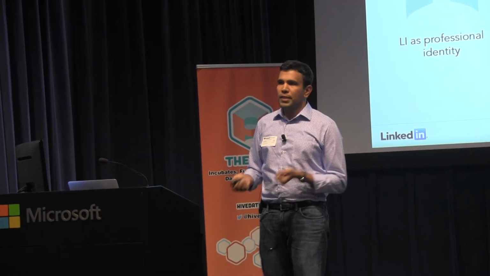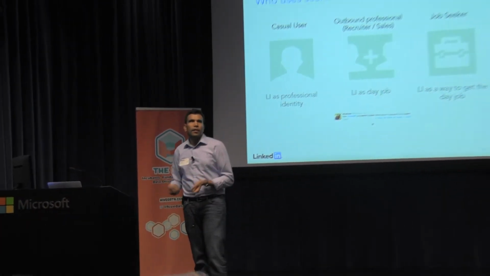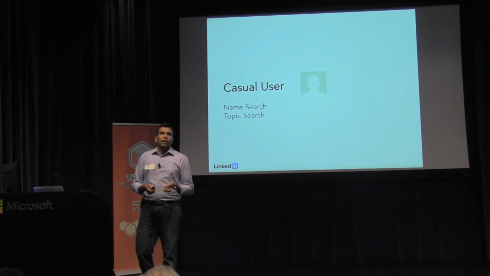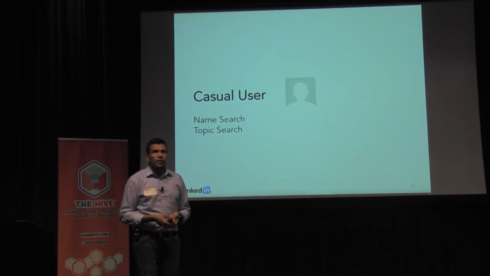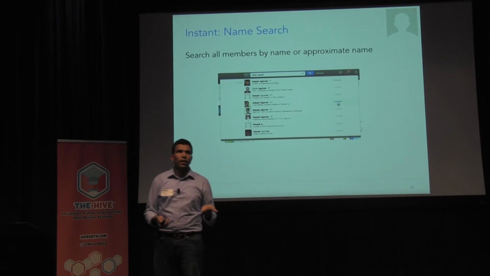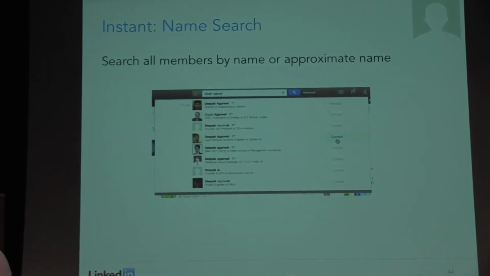Next up is the job seeker, who thinks of LinkedIn as a way to get this day job. So let's walk through a few use cases of how these users use search. It starts with the casual user who predominantly does name searching. They want to find someone on LinkedIn by name.